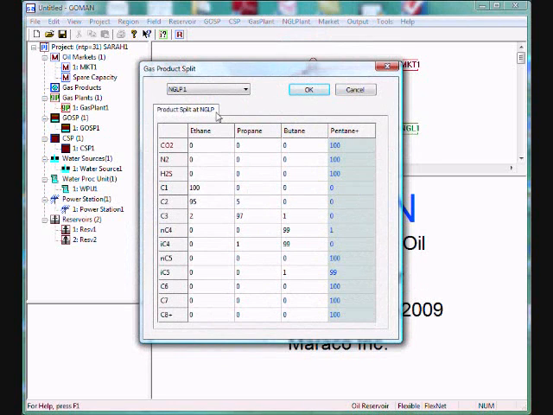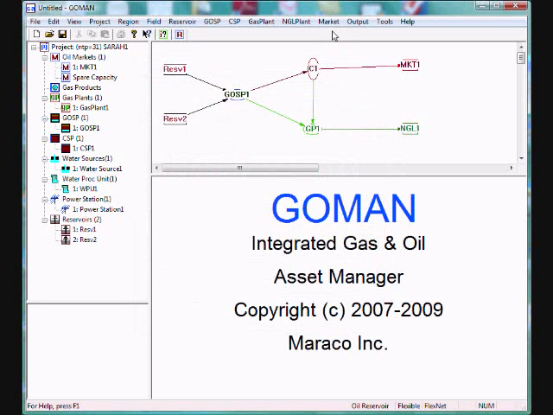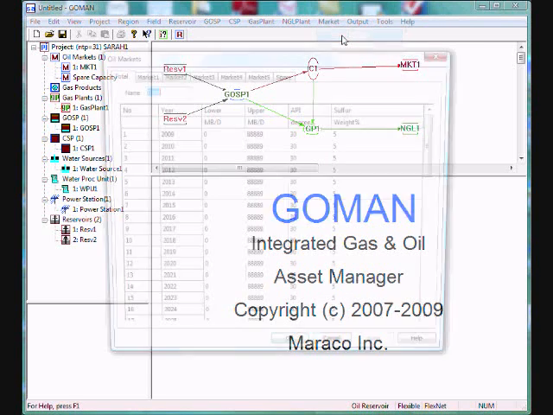Basically, we can define the product split. For each gas component, we can define which fraction of that component goes into the ethane, propane, butane, and pentane products. We'll leave the default values for now and continue into defining data for the oil markets.